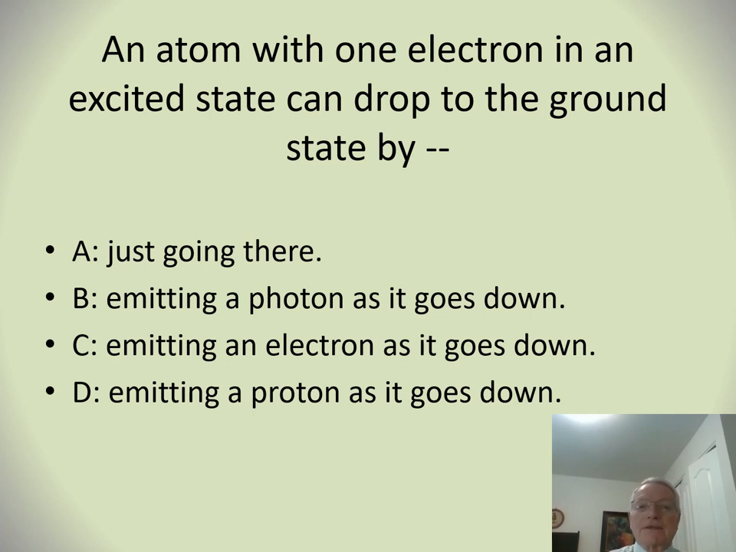Okay, question. An atom with one electron in an excited state can drop to the ground state by doing what? You probably really know this by now. They emit a photon as they go down. And this is an example of a fermion changing its energy state by interacting with a boson, which is what the photon is, to facilitate that change in energy. We'll see other examples of that today.